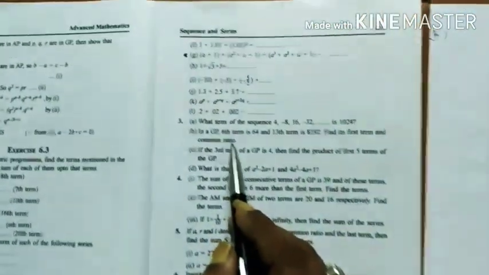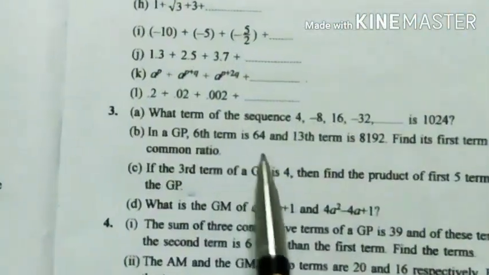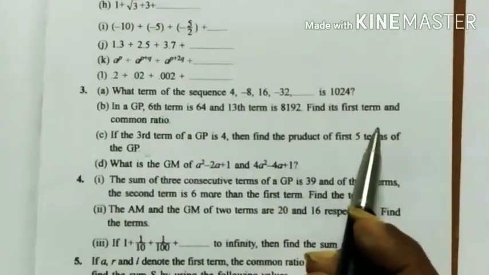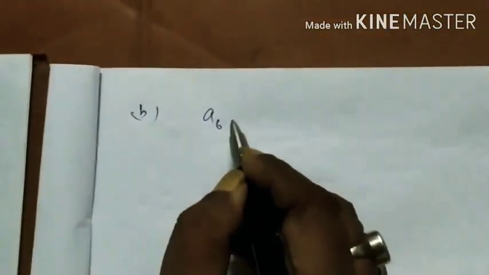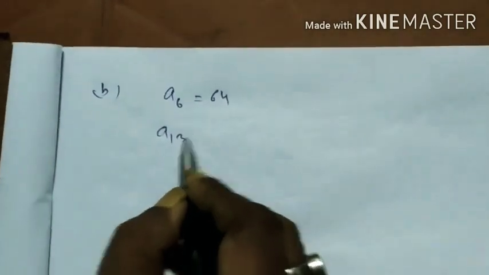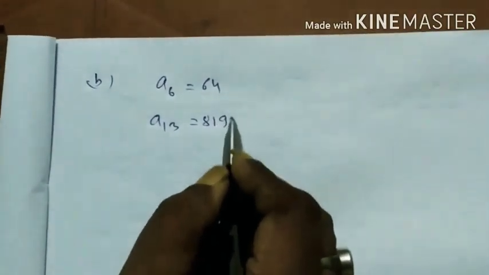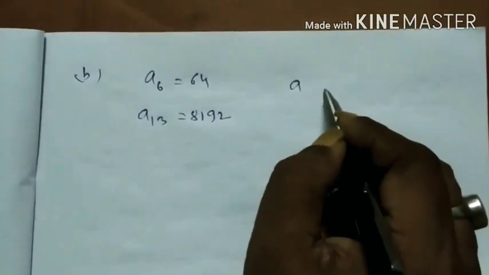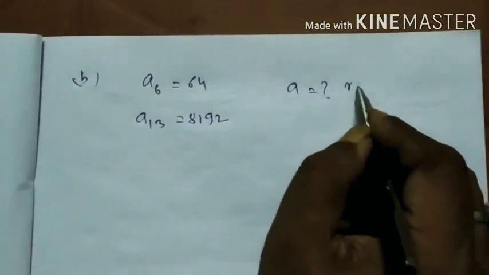Here the question given is, in a GP, the 6th term is 64 and the 13th term is 8192, find its first term and the common ratio. That means A6 is given to you, this is 64, and A13 is given as 8192. You have to find the first term A and the common ratio. These two you have to find out.